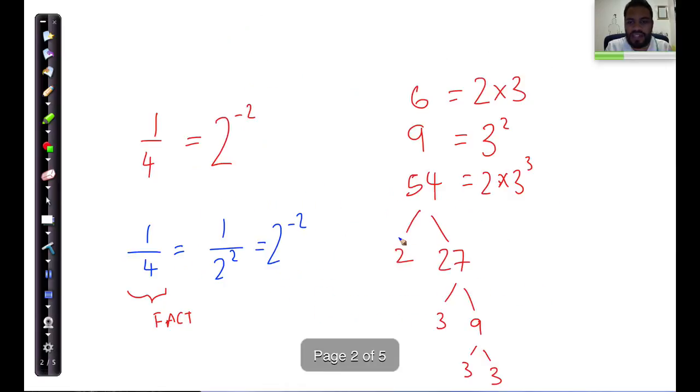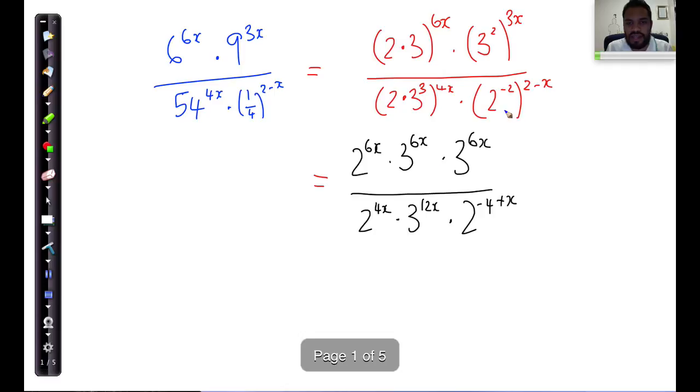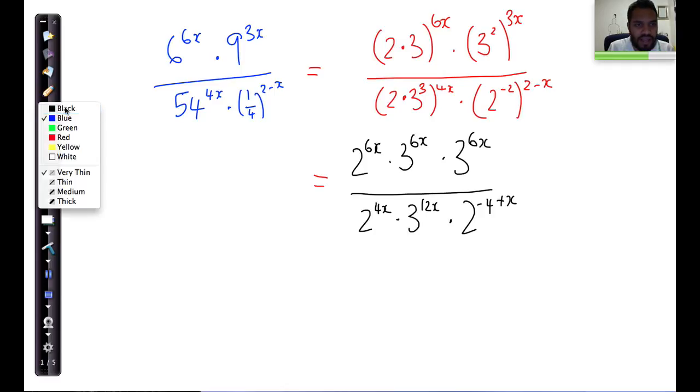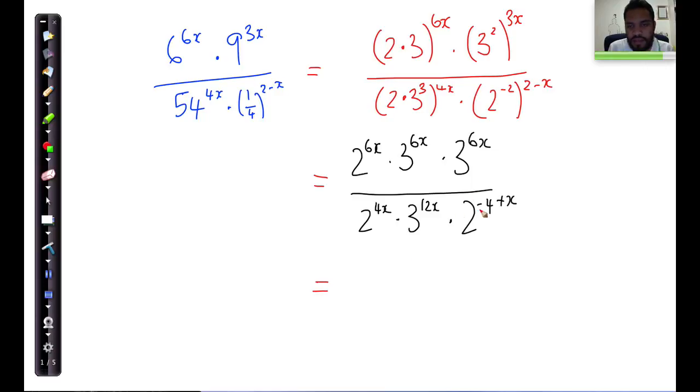So let's go back to the question, and let's do that over here. Let's break this down and say, okay, that's going to be the following. That's really going to be equal to the denominator over here. I'm going to simplify the numerator. I'm going to say that's going to be 2 to the power of 6x multiplied by same base. So all I do is I add the exponents, and if I have 6 cows plus another 6 cows, or 6x's plus another 6x's, it's going to give me 12x.